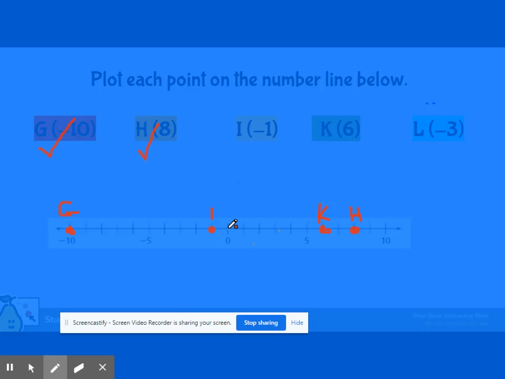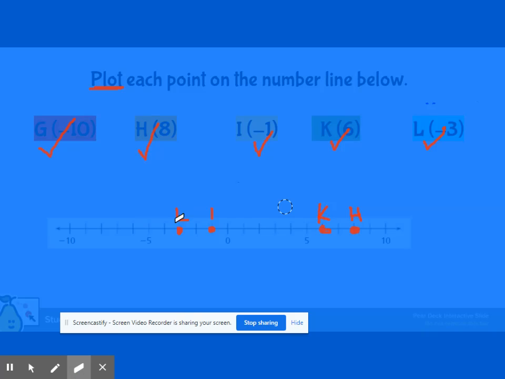-3 is negative, so I need to go backwards. 1, 2, 3. If I go backwards 3, I end up at -3. So I just plotted. Remember, plot is a vocabulary word. Plot means put a dot and a label for each of those integers on a number line.